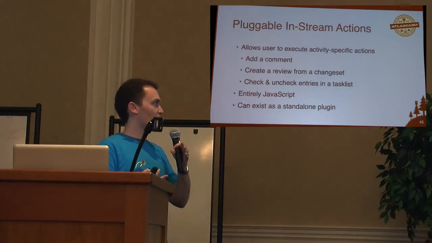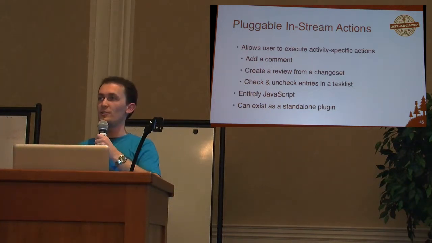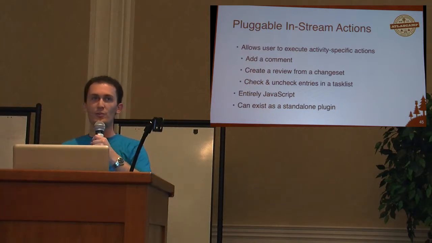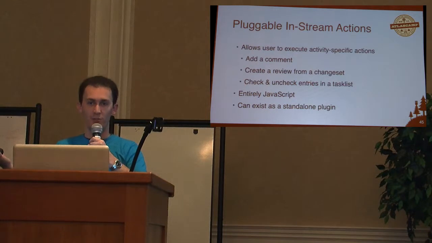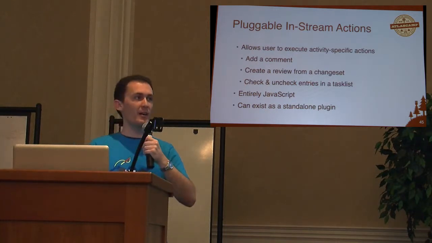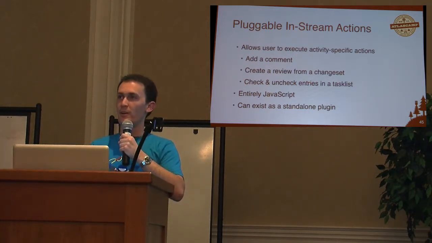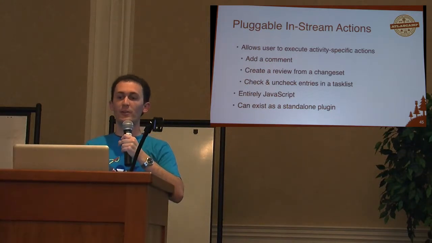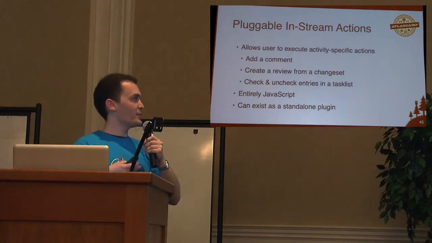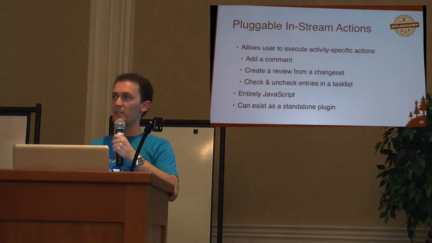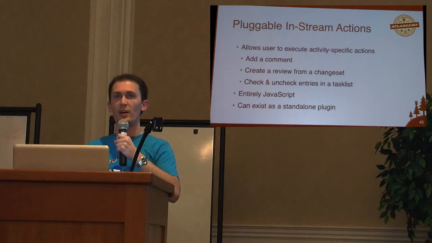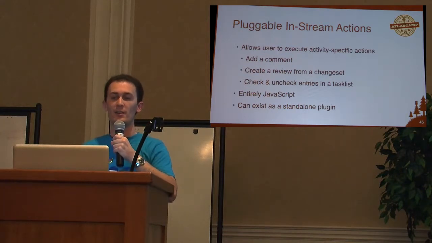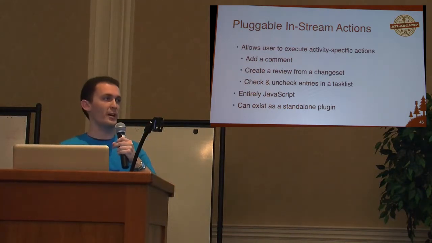So some examples of in-stream actions. You might want to add a comment to your Jira issue or Confluence page or whatever the stream entry is. Perhaps you have a stream entry for committing a change set and you'd like to create a review from that change set. Or from my example earlier, perhaps you have entries for updating a task list and you'd like to check or uncheck those entries in your task list. All of that can be done with in-stream actions.